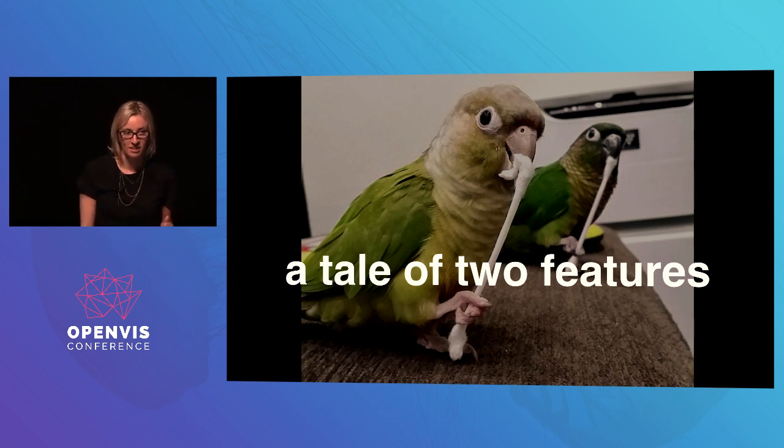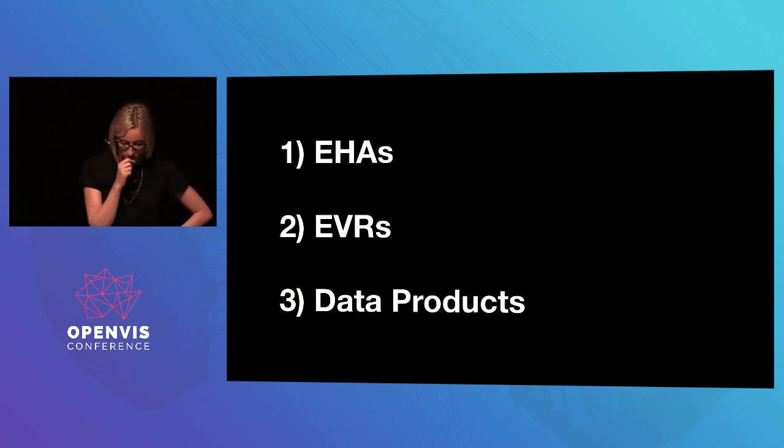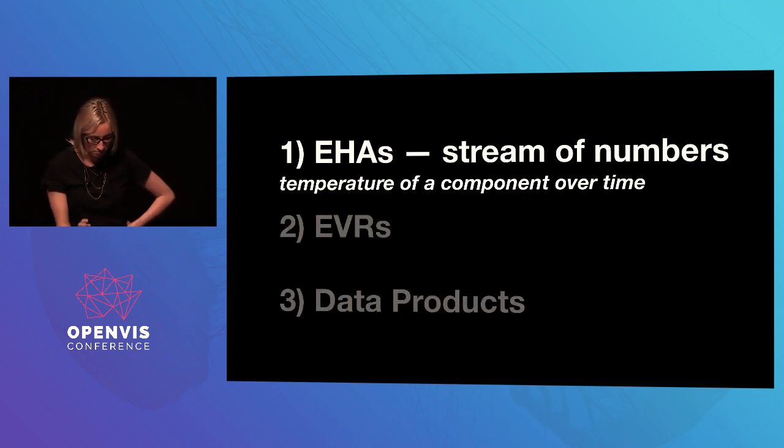But before then, I do have to teach you about how spacecrafts work. So hope you don't mind. We're going to do a little telemetry 101. So there are three main types of data on spacecrafts. There's EHAs, EVRs, and data products.